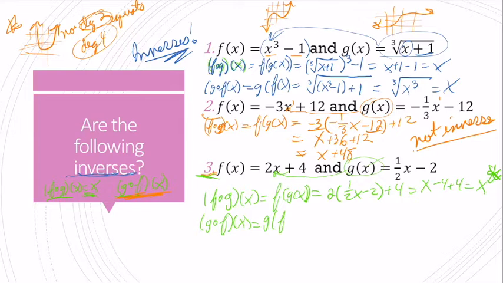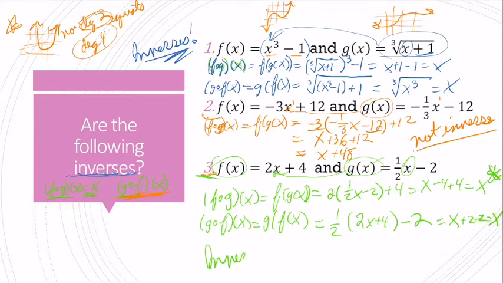So I'm going to take g of f of x. So I'm going to plug f of x in for x and g. So I have 1/2 times 2x plus 4 minus 2. That gives me x plus 2 minus 2, which is x. So these functions are inverses. Woot woot.